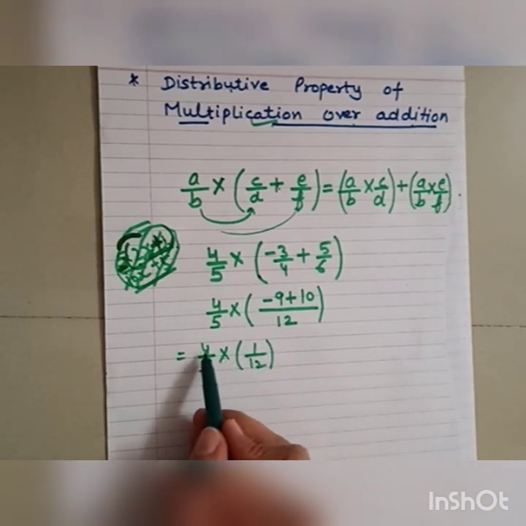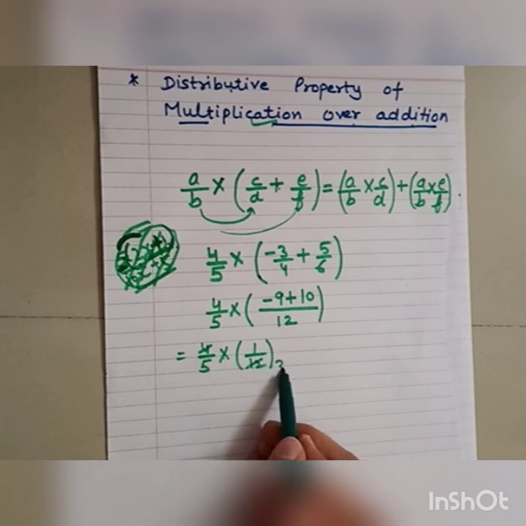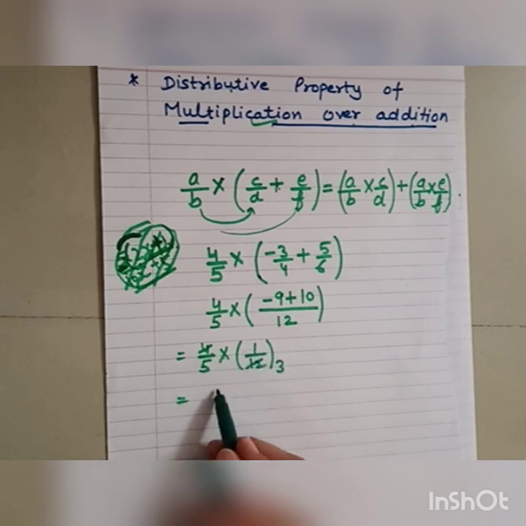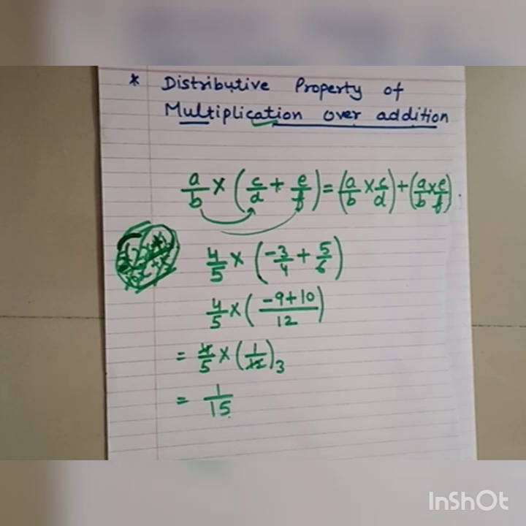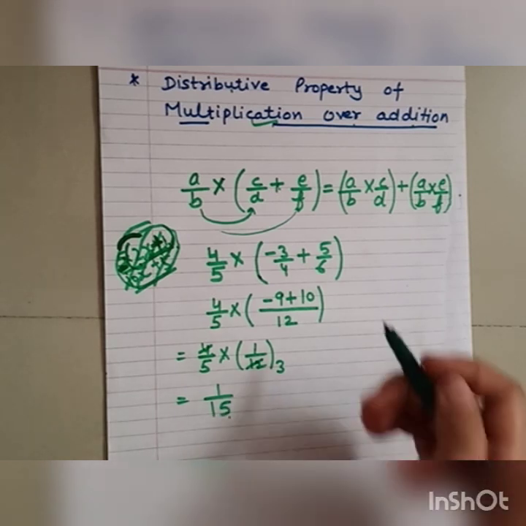Now in multiplication we can cut like this: 4 3s are 12, 1 1s are 1, 5 3s are 15. We get 1 by 15 from the left hand side while putting these values.